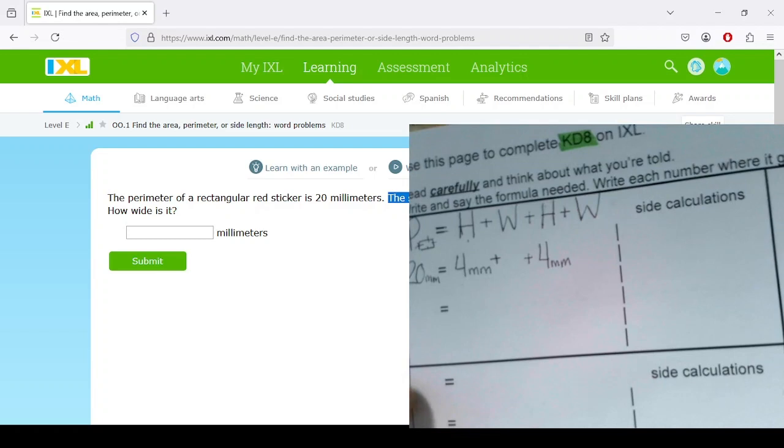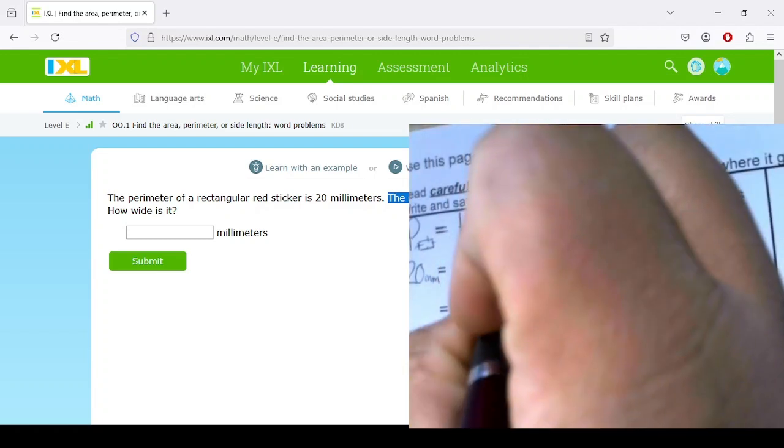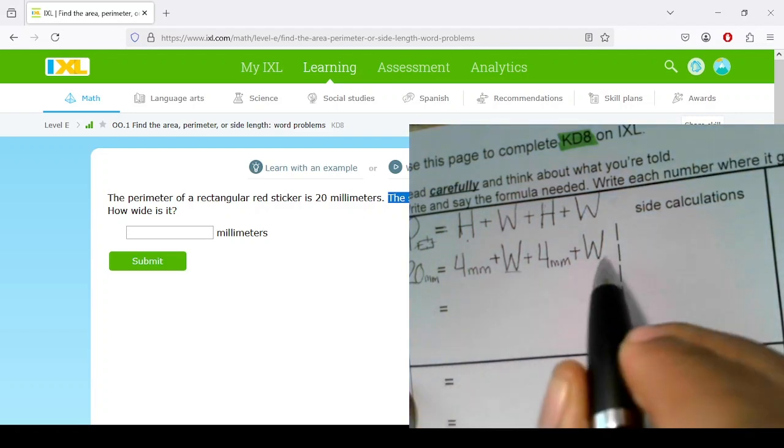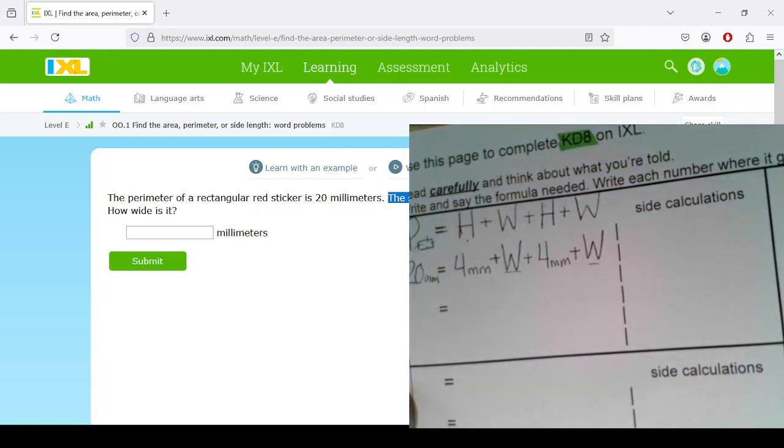I do not know my width. That is what the question is about. So I'm just going to write W and W because I don't know the width. That's what my question is about.